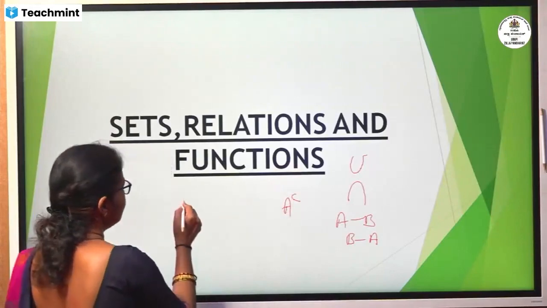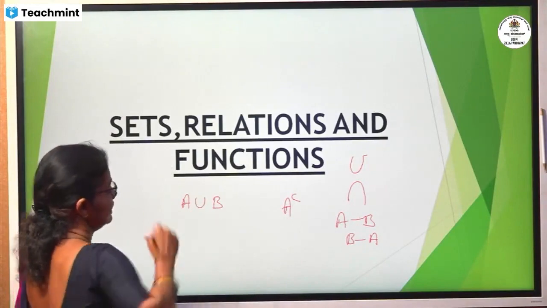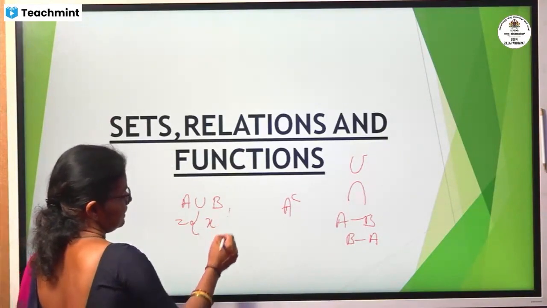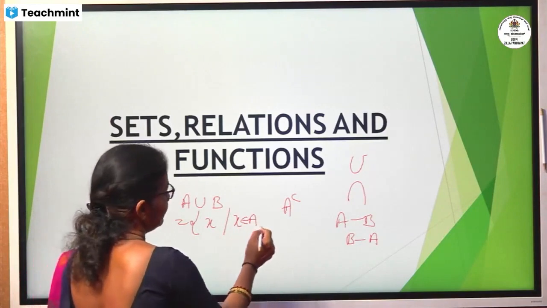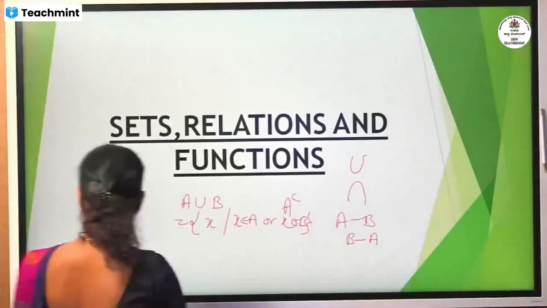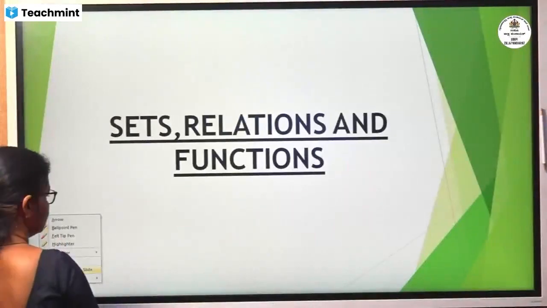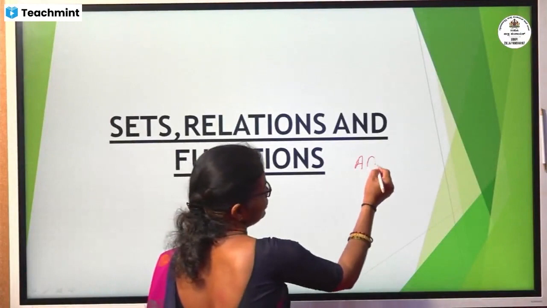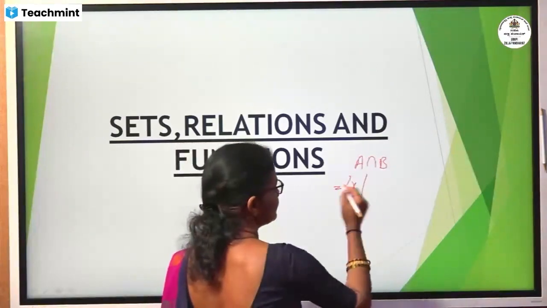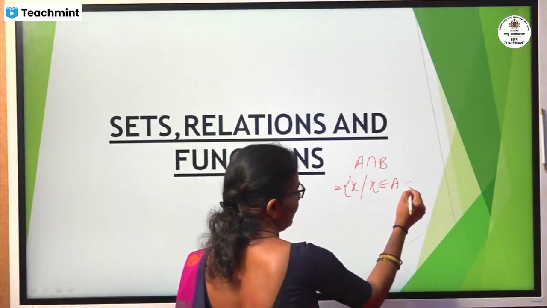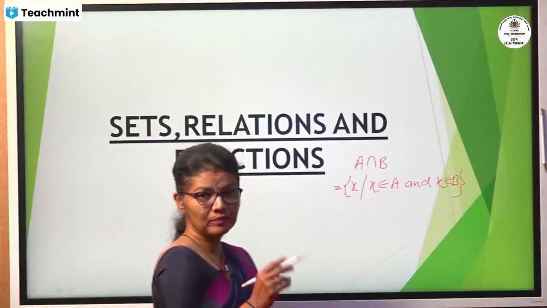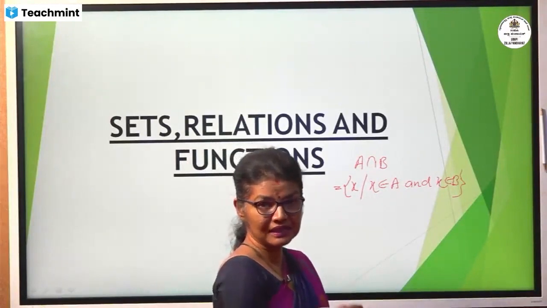So set union, if we consider two sets A and B, then set union is A union B. It is a set containing elements x such that x belongs to A or x belongs to B. If we consider set intersection denoted like this, it is a set containing elements x such that x belongs to A and x belongs to B. This means the element should be there in both A and B, means it is a set containing common elements of A and B.